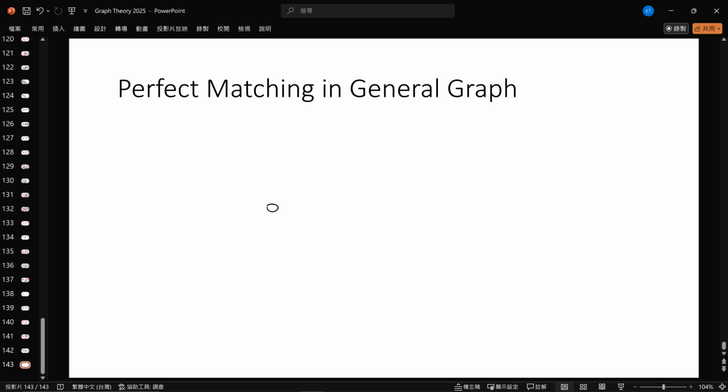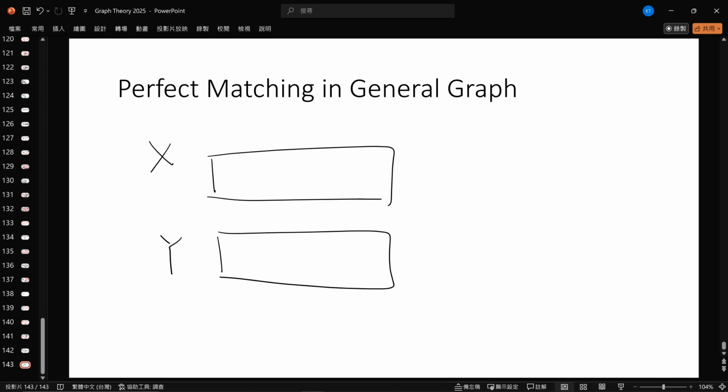Recall that we have Hall's condition. Recall that in a bipartite graph, we have X and Y, and let's choose an arbitrary set S of X and consider all the neighbors of S. We have shown that if the number of neighbors of S is at least the size of S, and this is true for every possible set S, then we have a matching that saturates X. So this is Hall's theorem, and this is for bipartite graphs.